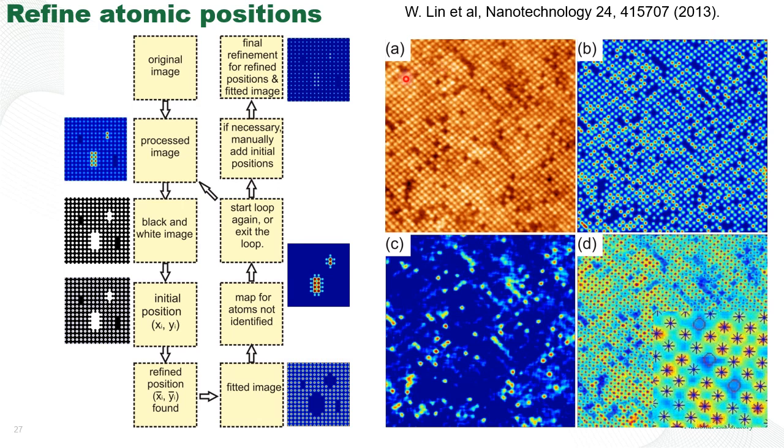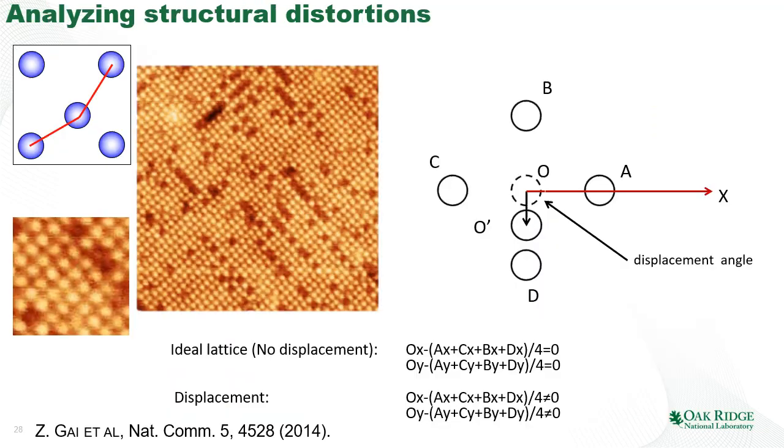This is how the data looks. This is where we start. This is how the image looks once it is filtered. This is how the image of the vacancies looks. And this is how the image looks when we find the position of each atom, and now we have a definition of where the atoms are.